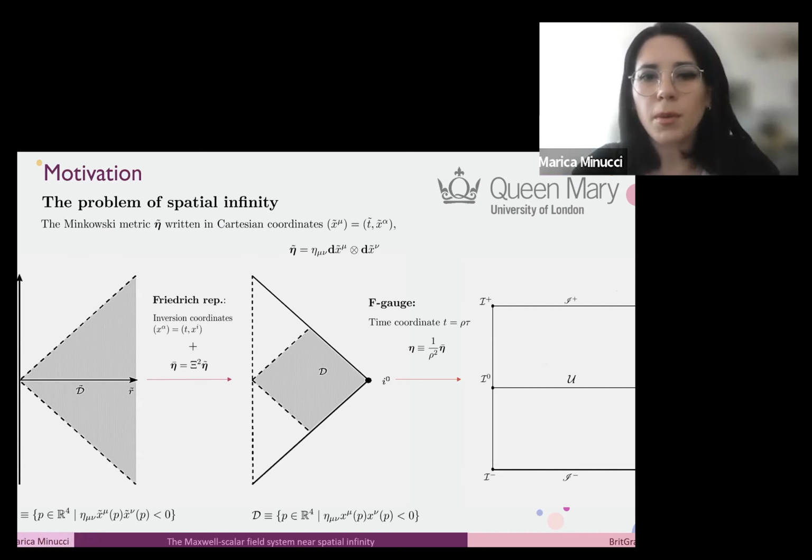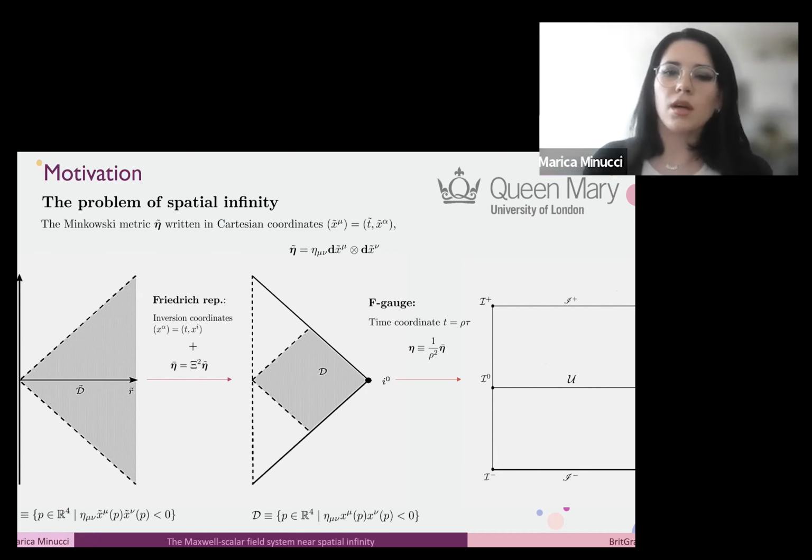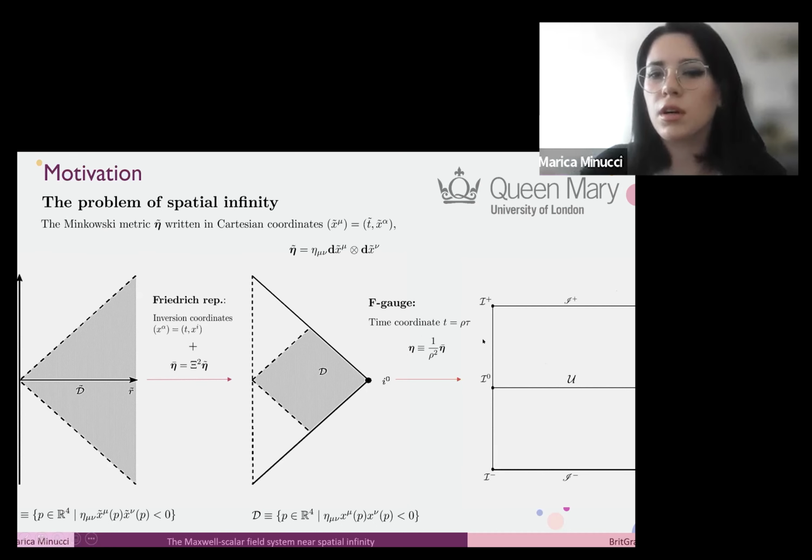But what is peculiar of Friedrich's representation is the use of the F-gauge. With this F-gauge, we introduce this new time coordinate tau, so that a conformal representation of Minkowski is given by this rescaled metric. In particular, this metric contains, in this case, we have the spatial infinity, it blows up, and we have the structure of the cylinder at spatial infinity.